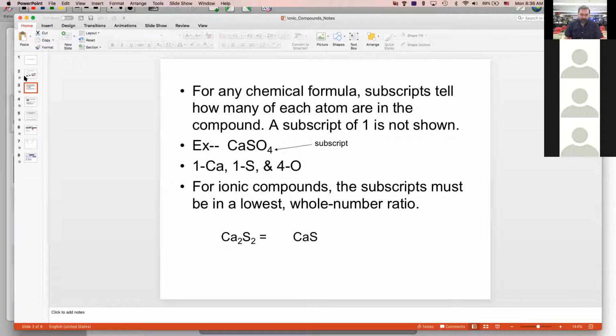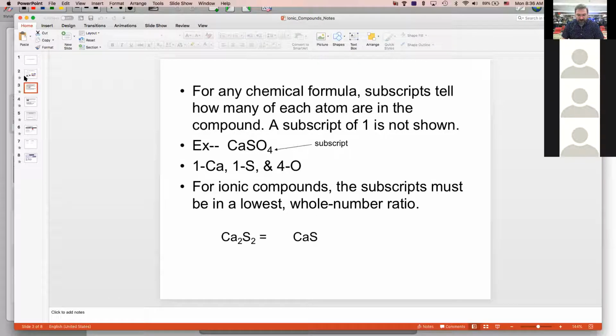Every chemical formula always tells you which elements are present and how many of them are present. And it works a little bit differently with ionic compounds and covalent compounds. Since we're dealing with ionic compounds, it really refers to a ratio of the numbers of individual atoms that make up the crystal. So for instance, there's an example here.